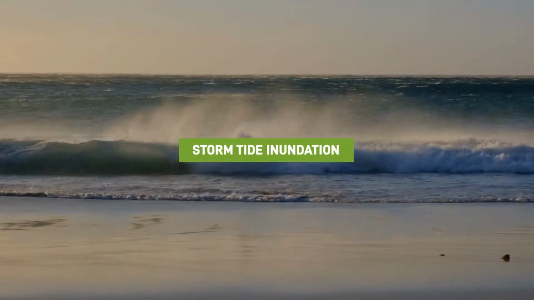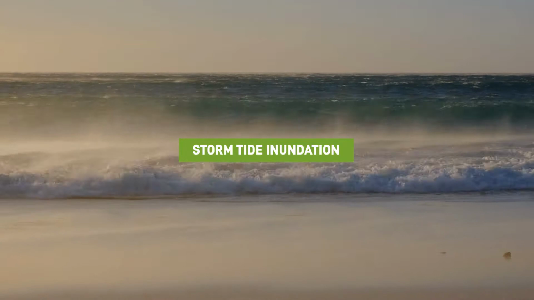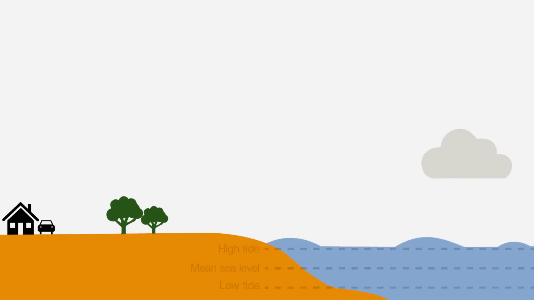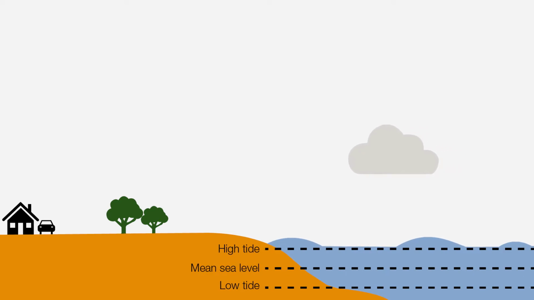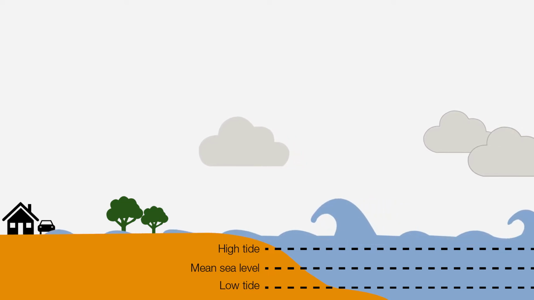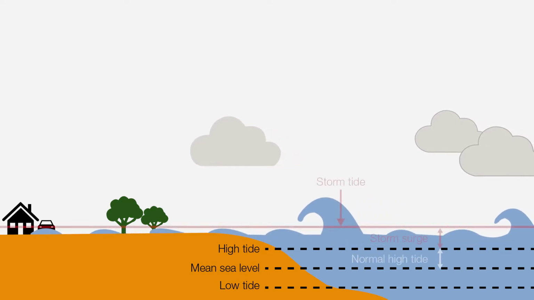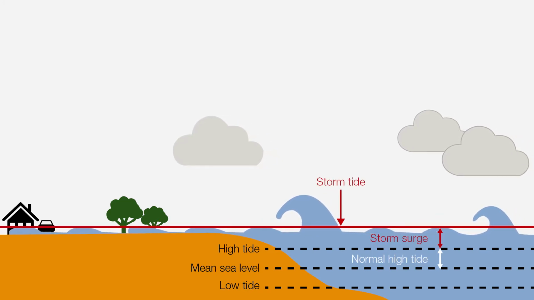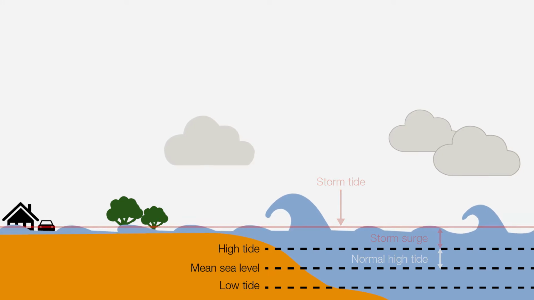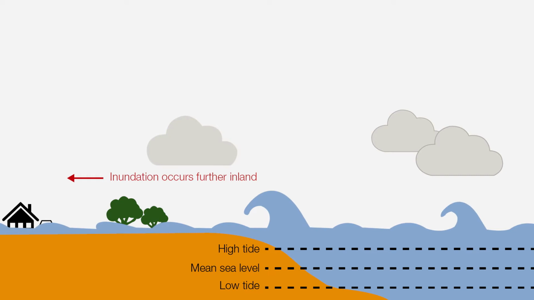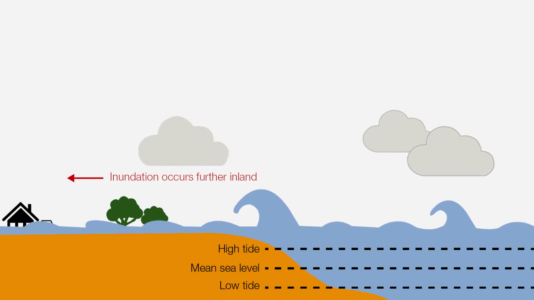Our next hazard, storm tide inundation, is the temporary inundation of low-lying coastal land. This typically occurs during storms and cyclones due to a locally elevated sea level and increased wave energy. This can result in storm tide levels that are well above those of a typical high tide. In the future, more coastal areas are likely to be exposed to storm tides, with inundation extending further inland due to a changing climate and sea level rise.